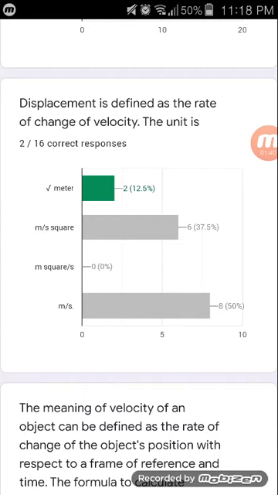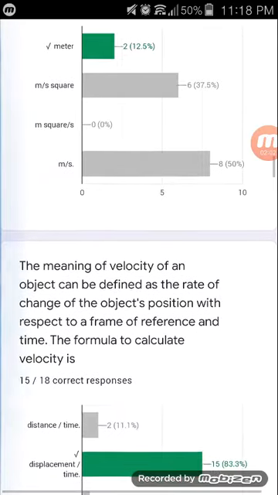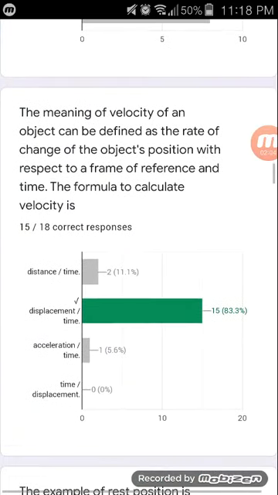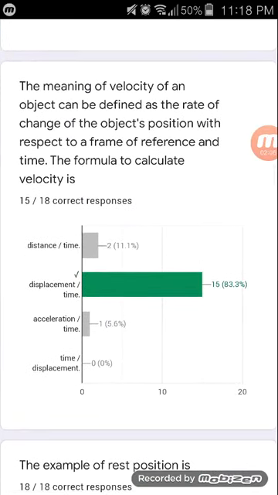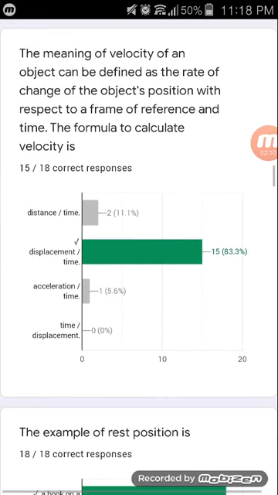Let me remind you that here we have displacement. Displacement is a vector quantity which is exactly the same as distance. The difference is just because of the direction. If a distance has a specified direction, it is a displacement, right? Next, we have the meaning of velocity. The velocity of an object can be defined as the rate of change of the object's position with reference to the frame of reference. The formula to calculate velocity is what?